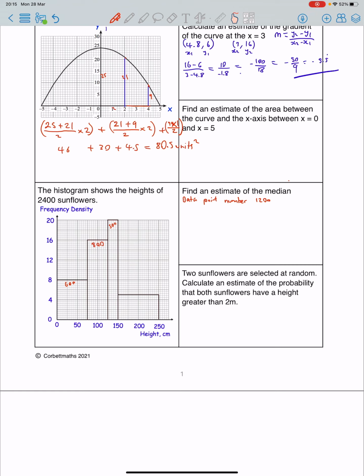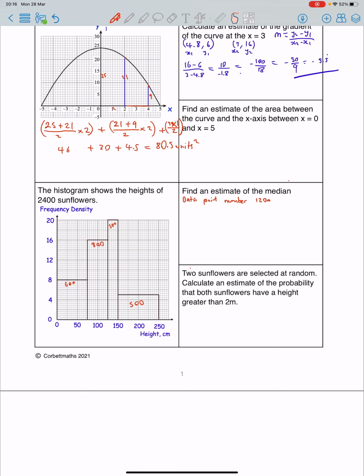In fact, actually, I don't actually have to work it out, do I? Because I know it's 2,400 sunflowers in total. So 600 plus 800 is 1,400. Plus 500 is 1,900. Therefore, this last bit is going to be 500. I know that. Doesn't quite look right though, does it? Oh no, it does. Yeah, it does actually. Okay, calm.